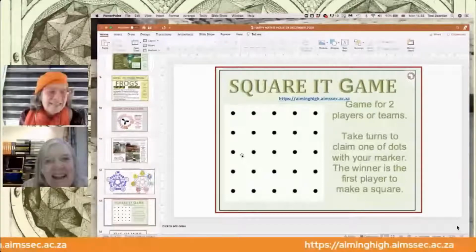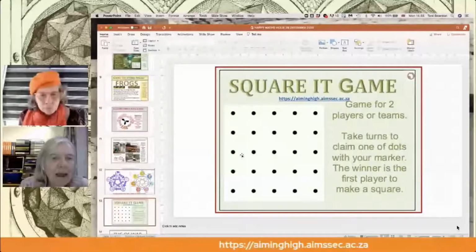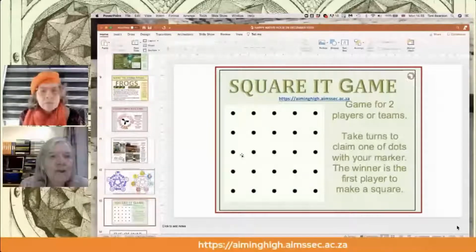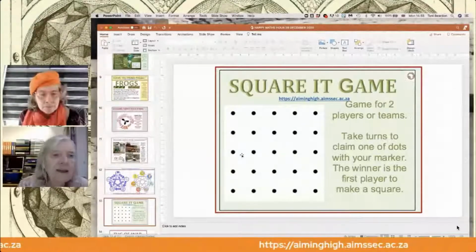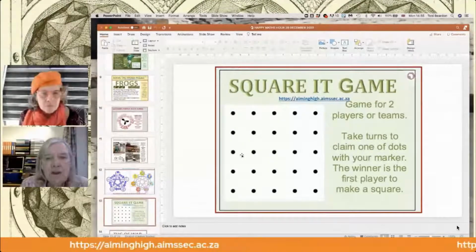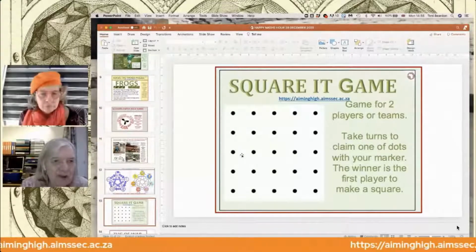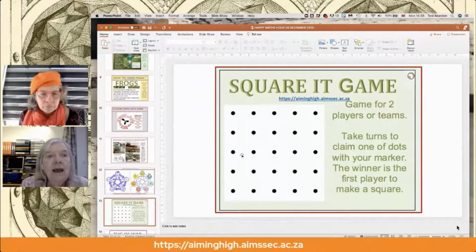Anyway, another game. This is the Square It game. I love this game. Again, it's such a simple game. You have 25 dots, okay? And you have a way of marking your dots. One way to do it is to use 2 colors. Just a pencil and paper game, use 2 colors, okay? And you take it in turns to claim one of those dots. Once you've got it, the other player can't have that. And each player tries to make a square, and the square can be tilted at an angle.